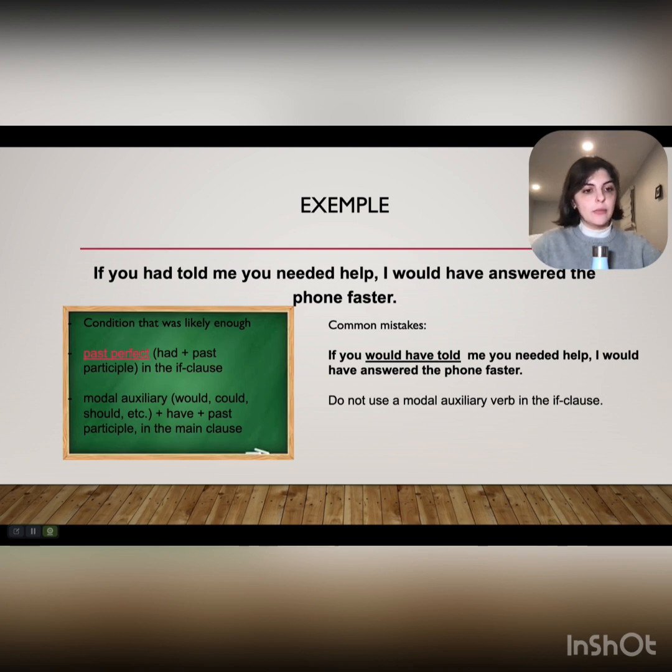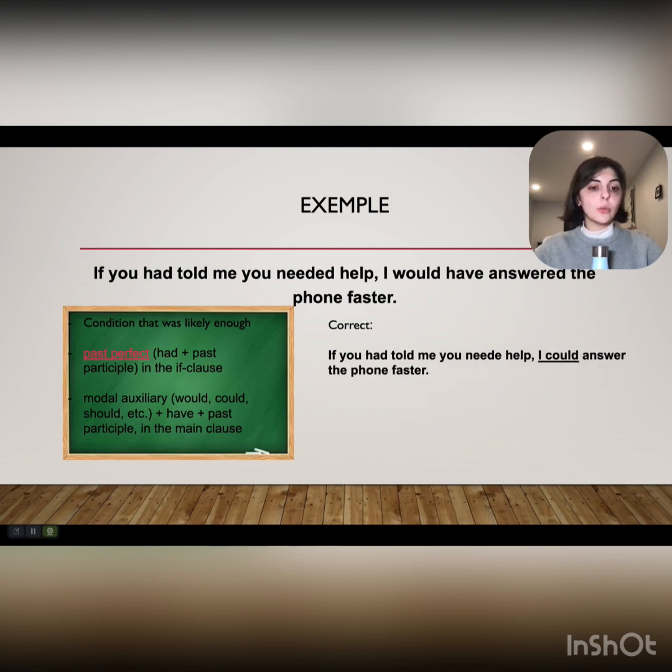Here are some mistakes to avoid. Example: if you would have told me you needed help, I would have answered the phone faster. Do not use a modal auxiliary verb in the if clause. A correct way to say it would be, if you had told me you needed help, I could have answered the phone faster. The third conditional mood expresses a situation that could have only happened in the past if a certain condition had been met. That's why we use the modal auxiliary verb plus have plus the past participle.